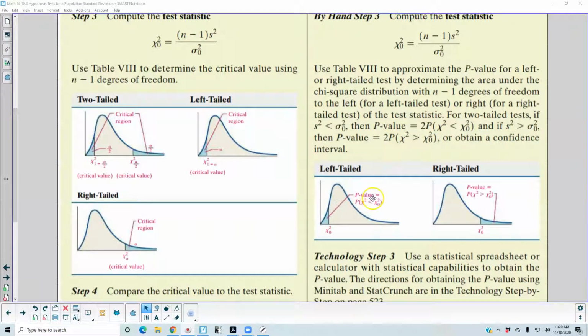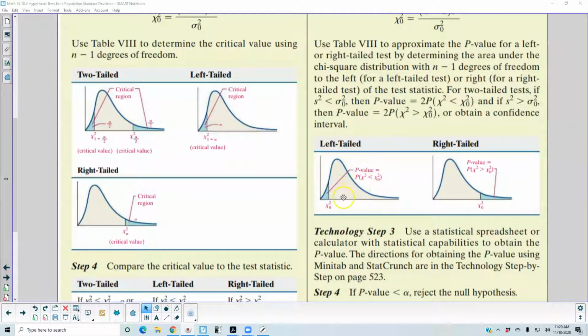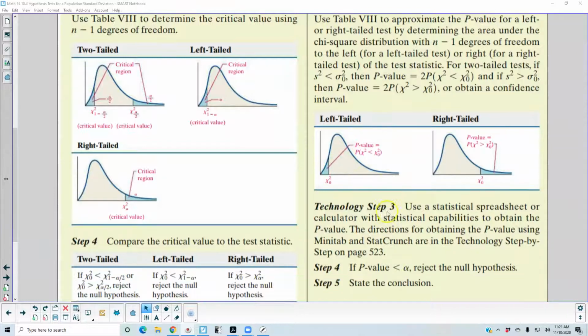So now if it's the left tail test, we have our test statistic and we want to find the p-value to the left. And if it's a right tail test, then we have the test statistic and find the area to the right. And again, if we have two tails, then we have to multiply whatever tail we're looking at by 2.